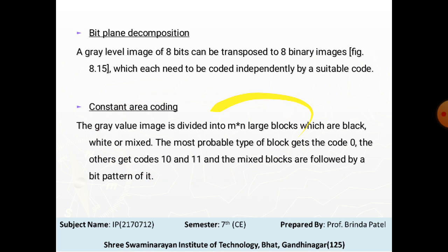Now constant area coding. The image is divided into m by n blocks which are black, white or mixed. The most probable type of block gets the code 0, the others get the codes 10 and 11, and the mixed blocks are followed by a bit pattern of it. A variant is quadtree coding, where the image is divided into 4 quadrants and mixed quadrants are further divided recursively until they are uniform, then it is flattened.